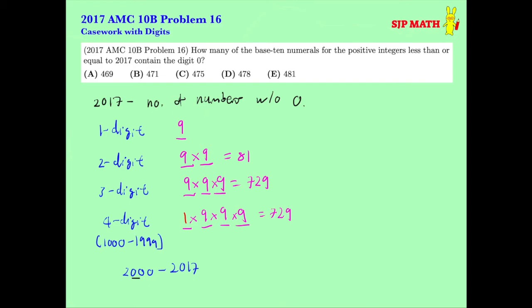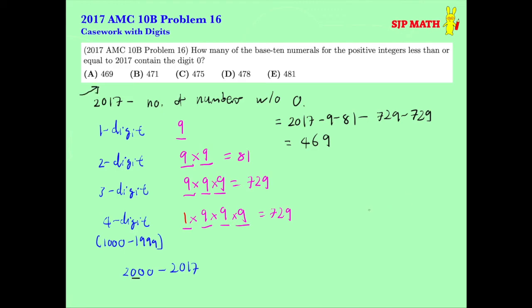And that means we can just calculate the answer now. It would just be 2017 minus 9 minus 81 minus 729 minus 729. And that will just give us 469. That is neat. And we can see that this is here in the answer choices.